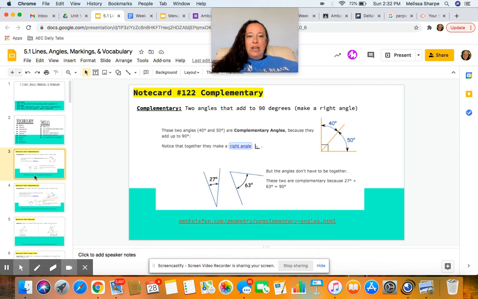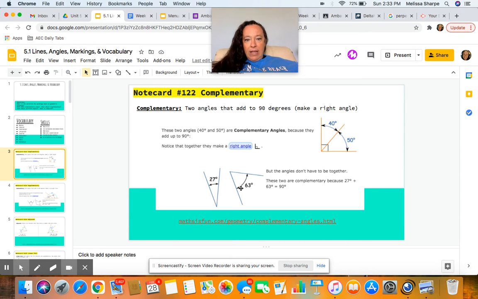This is note card 122, and it's about complementary. You need to recall or learn, if you don't think you've learned this before, that two angles that add to 90 degrees are what we call complementary. They make a right angle. So we have a 40 degree and a 50 degree angle right here. Those make a right angle, and you'll see the little box. That's the marking for right angles, okay?